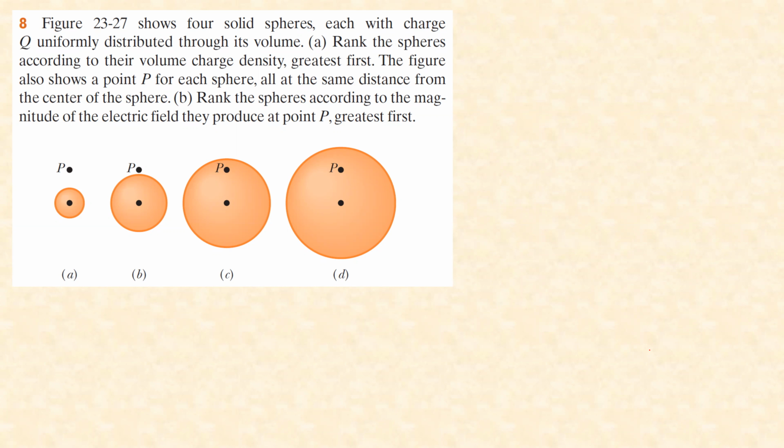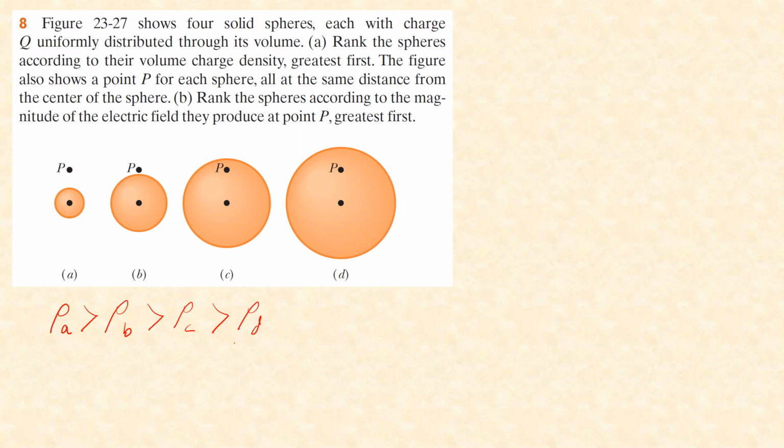So which one has more charge density, if they all have the same charge? A has more charge density. The smaller it is, the bigger the charge density. So rho of A is greater than rho of B, is greater than rho of C, is greater than rho of D. And which one produces more electric field at point P?